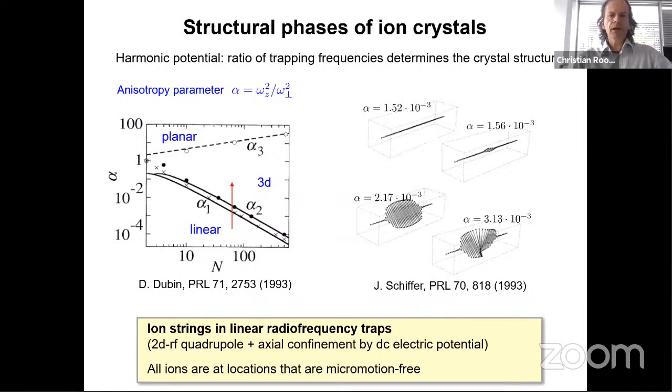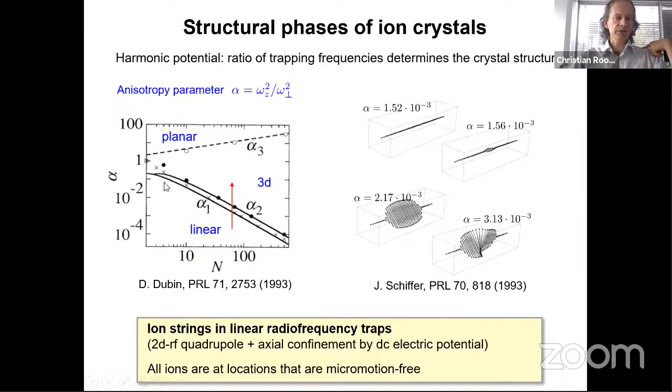Now, in a bit more detail, the ratio of trapping frequencies determines the crystal structure, and an important parameter is the anisotropy parameter, which is defined in this case. Here I discussed just the case of a trap which has some rotational symmetry, so that you have one particular axis with an oscillation frequency omega z, and in the two directions perpendicular to this direction, you have the same trapping frequency, which I call here omega perpendicular.